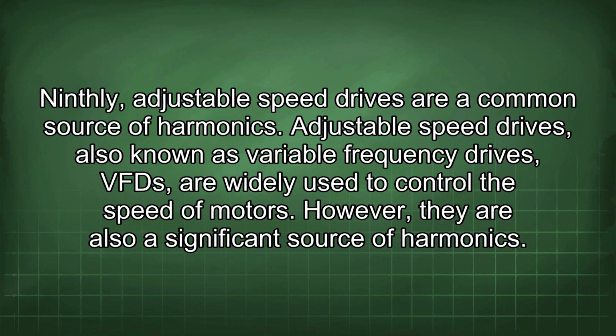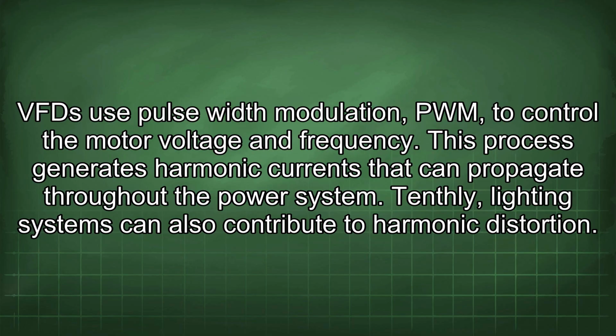Ninthly, adjustable speed drives are a common source of harmonics. Adjustable speed drives, also known as variable frequency drives, VFDs, are widely used to control the speed of motors. However, they are also a significant source of harmonics. VFDs use pulse width modulation (PWM) to control the motor voltage and frequency. This process generates harmonic currents that can propagate throughout the power system.